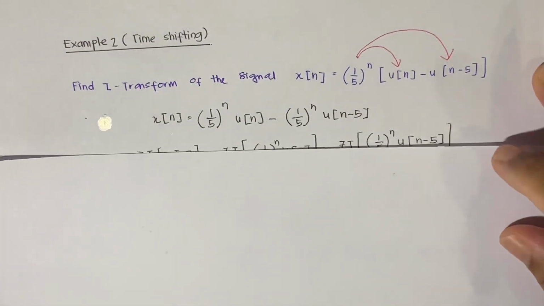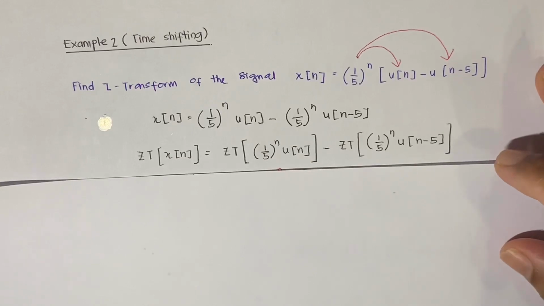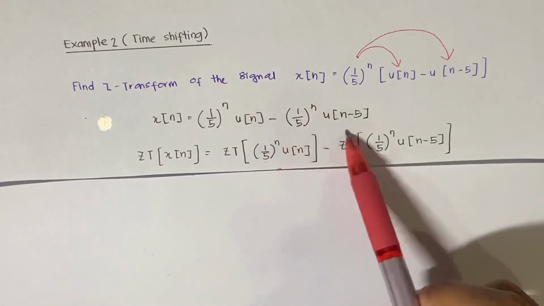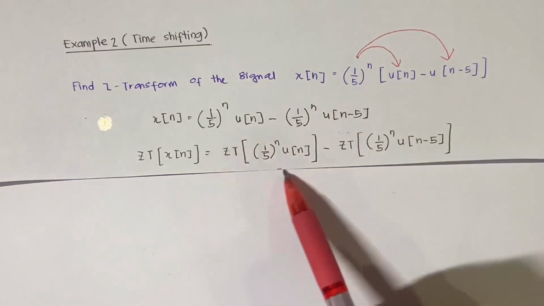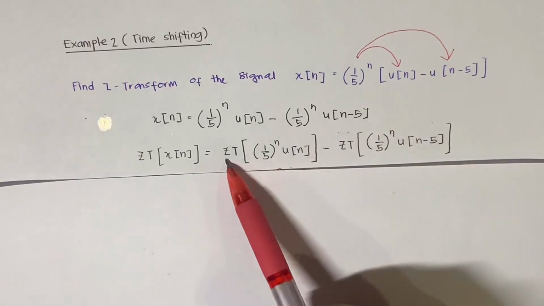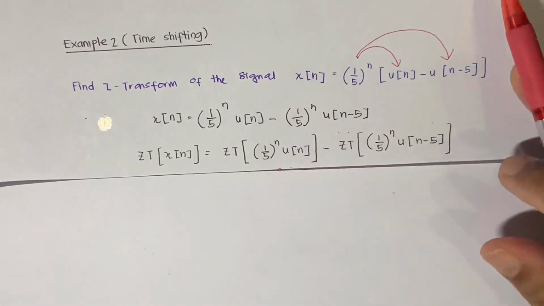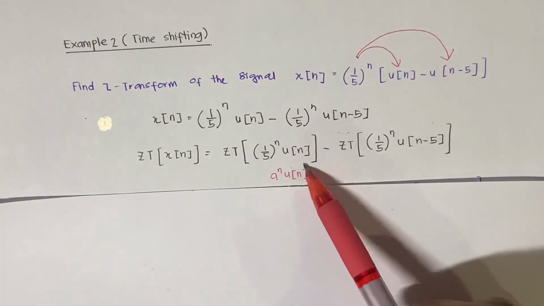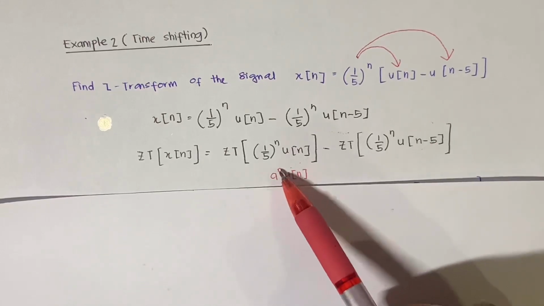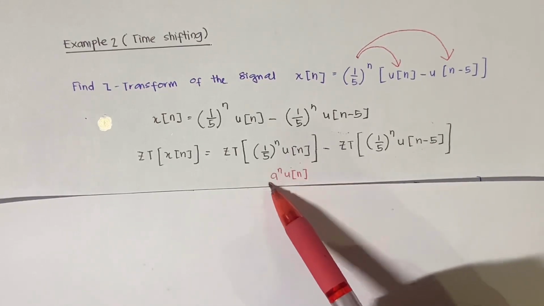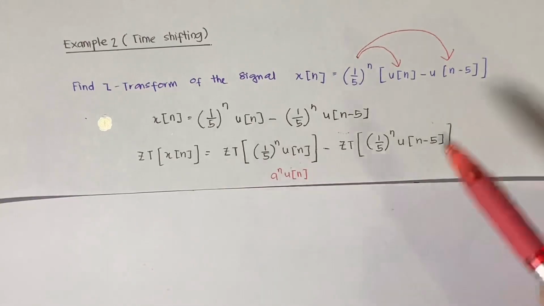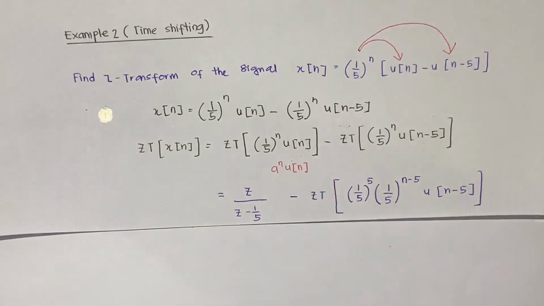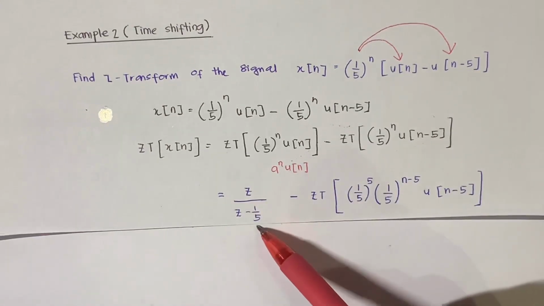The next step is you need to perform the Z transform of each of these signals. This signal and this signal, you need to perform the Z transform. You know that this is the type of signal a^n u[n], where a is 1 over 5. From the table of Z transform pairs, you will get the Z transform as this equation.